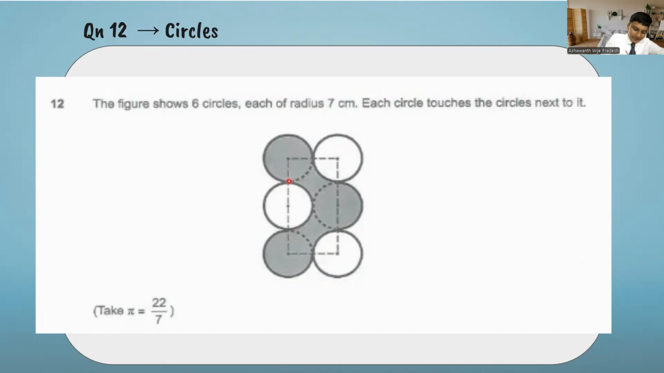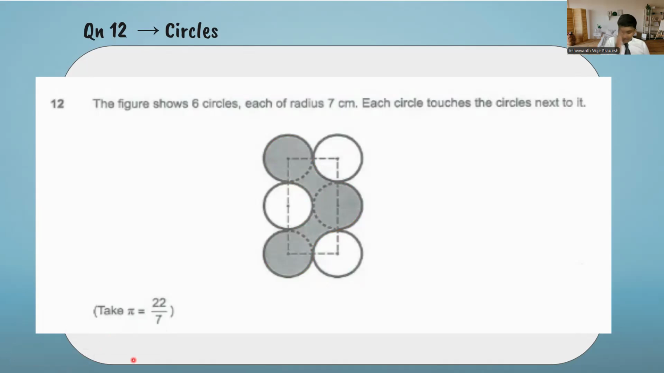If you say that this is the perimeter, then you are correct. So this is the perimeter of the figure. So now how do we find the perimeter of the figure? We can't find the perimeter of this part. So how do we do it? Let's erase everything.